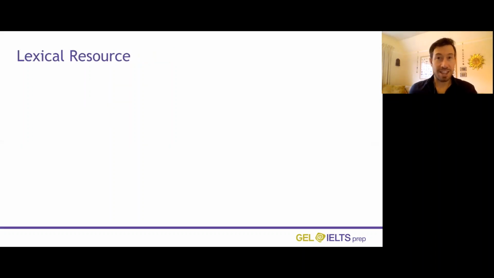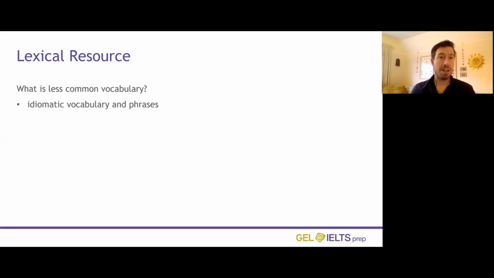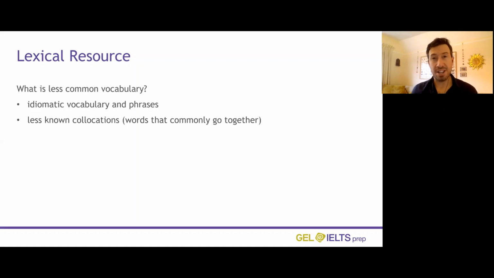So let's have a look at that lexical resource now. So what is less common vocabulary? Well, it's idiomatic vocabulary and phrases. We're going to look at this in a second. And it's less known collocations. Now, collocations are words that commonly go together.